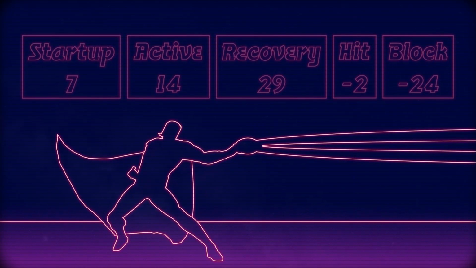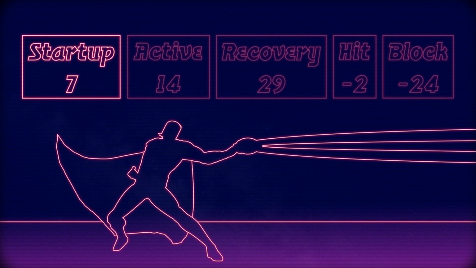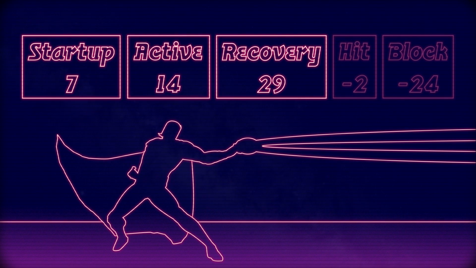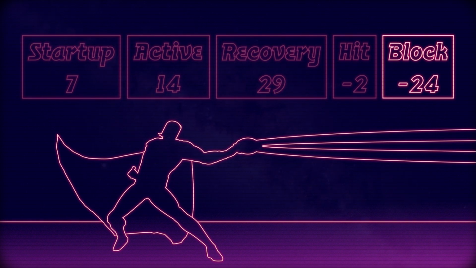The frame data gives us a lot of insight into this move. We can see the startup is amazingly fast and makes the move seem almost too good at first. But we can also see that if Magneto misses, he's committed for a while and potentially vulnerable. After that, we get to probably the biggest weakness, that on block, the opponent gains the upper hand and may even be able to punish Magneto.